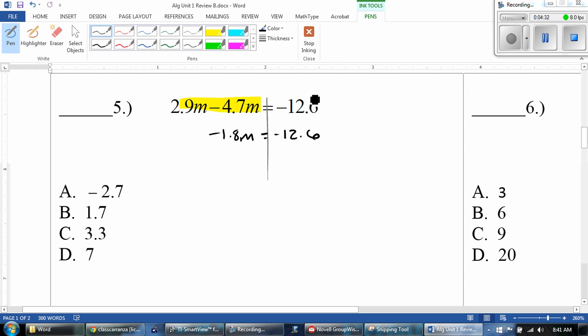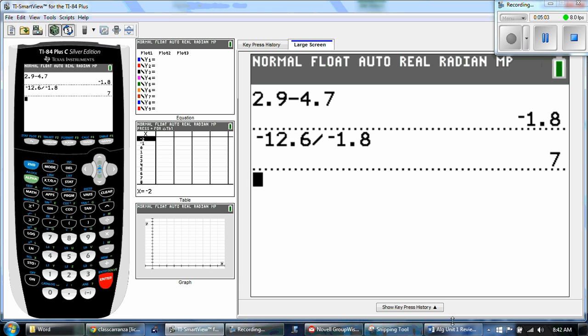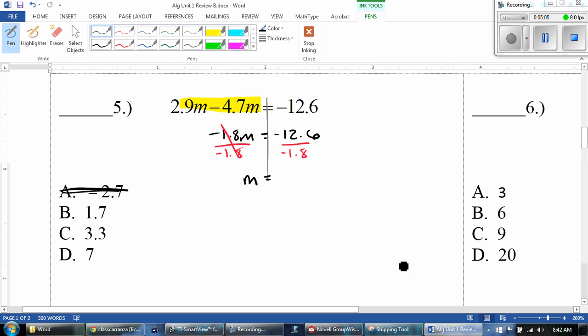-12.6. I'm going to cross out A right away. And why did I do that? Because when I'm getting the m by itself, I'm dividing by -1.8, and a negative divided by negative is a positive. Okay? So then 12.6 divided by -1.8 and we get 7. Okay, remember, we've got our calculators. Use them.